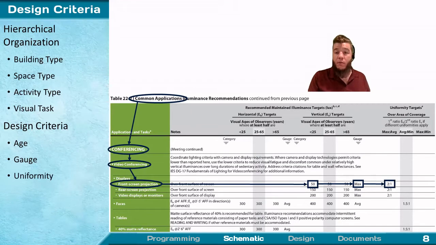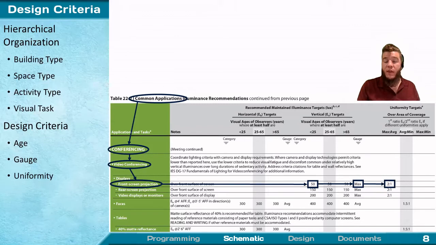And finally, we can move to this last set of columns right here, which is our uniformity targets. So uniformity has a lot to do with visual performance, as we discussed earlier. And so in this case, when we're talking about a front screen projector, they're going to have a fairly tight restriction on that of only 2:1. So that's a 2:1 max to average uniformity ratio, which means that you need really uniform light on that projector screen so that you're not creating regions of different contrast that make it difficult to read what's projected there.